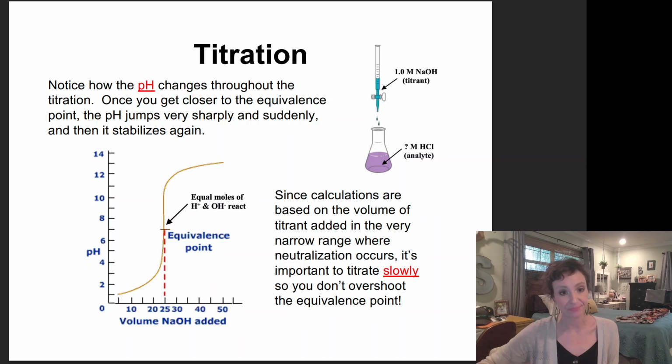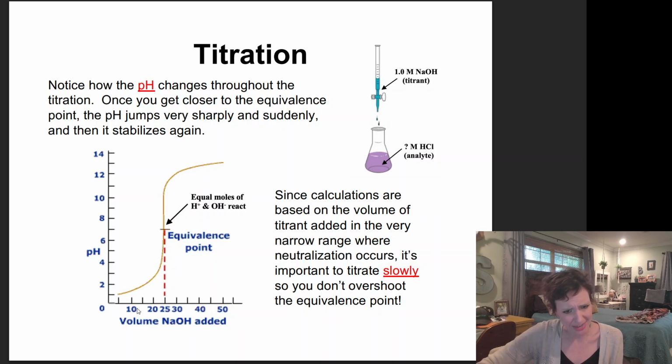So now let's go back to this titration curve. Once I get closer to the equivalence point, y'all, the pH just jumps crazy, sharply and suddenly, and then eventually it stabilizes again. Okay, so since calculations involving titration are based on that exact volume of the titrant that was added in that narrow range where neutralization occurs, it's super important to titrate really, really slowly so you don't overshoot your equivalence point. And you're like, what is she talking about here?